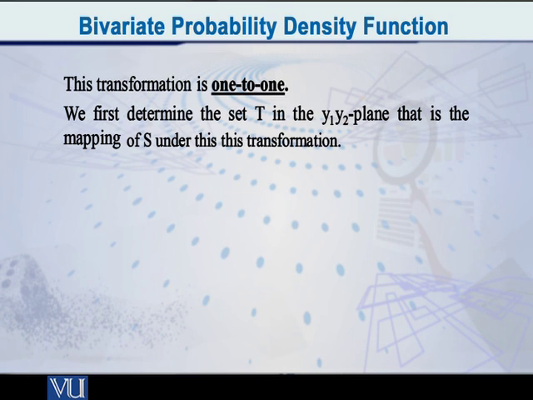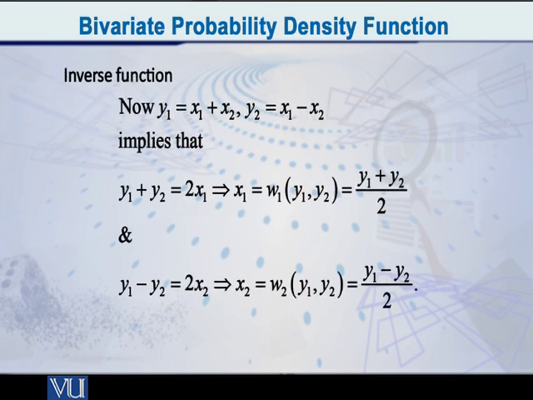And the next thing is that let us try to find the inverse function. So how do we proceed? See, y1 is equal to x1 plus x2 and y2 is equal to x1 minus x2. If you add these two equations, what will you get? You will get y1 plus y2 is equal to 2 times x1, and the x2 will cancel out with minus x2. So if y1 plus y2 is equal to 2x1, then of course x1 is equal to y1 plus y2, this whole thing divided by 2.